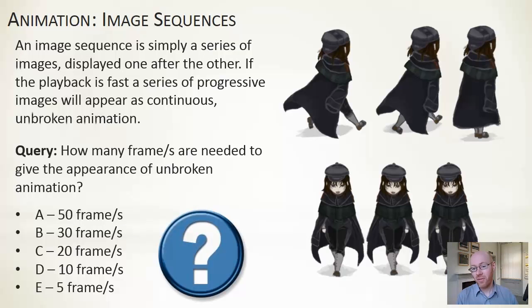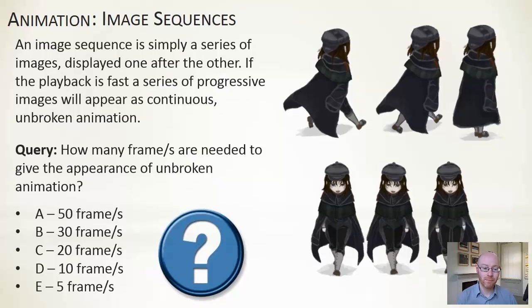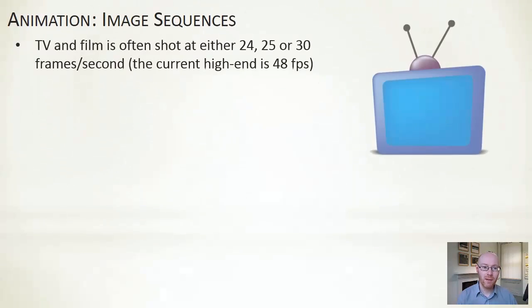You might want to think, okay, how fast is that? How fast do we need to play it back so that it will appear as continuous animation, so that it will look animated to us? And you get a range of options here, from 50 frames a second all the way down to 5 frames a second. How fast is fast enough? And the answer to this may surprise you, may not.